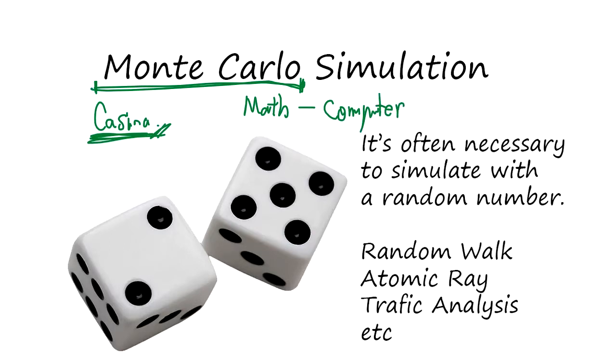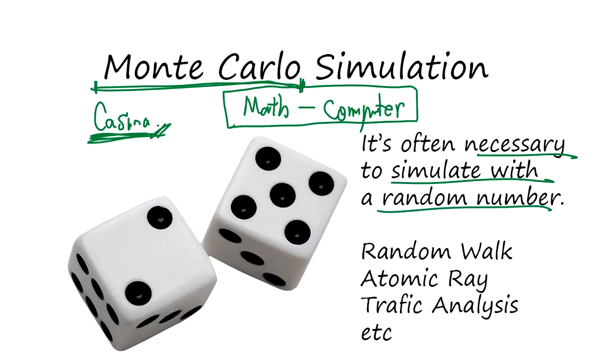So it's a very complicated problem. Sometimes you can't really analyze it by mathematics. We use Monte Carlo simulation, and that involves the probability in there. So it's often necessary to simulate with random number. Examples are random walk, atomic ray, traffic analysis, etc. Even the gambling, we can analyze, see if gambling model is correct.